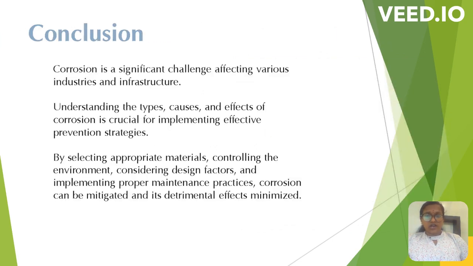So, we are here to conclude about this topic. Corrosion is a significant challenge affecting various industries and infrastructure. Understanding the types, causes, and effects of corrosion is crucial for implementing effective prevention strategies. By selecting appropriate materials, controlling the environment, considering the design factors, and implementing proper maintenance practices, corrosion can be mitigated and its effects minimized.